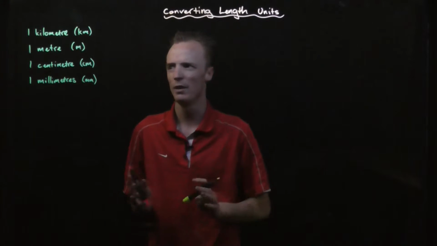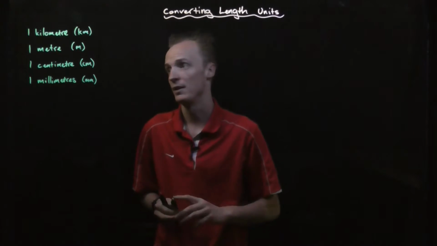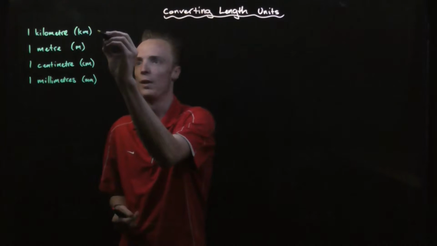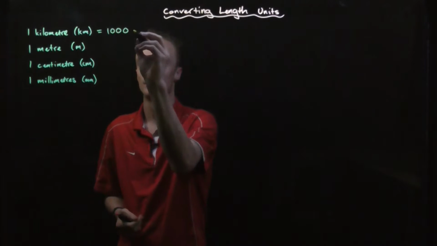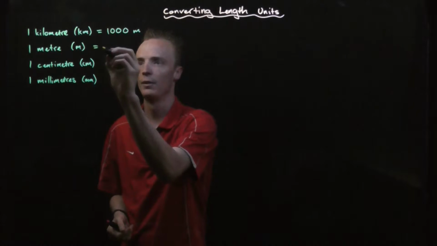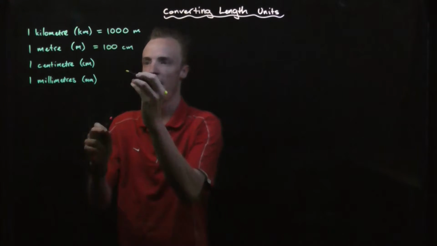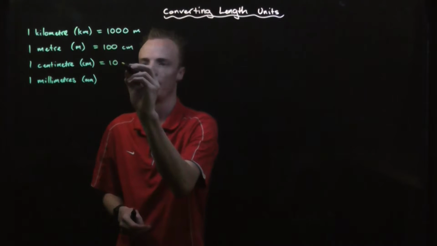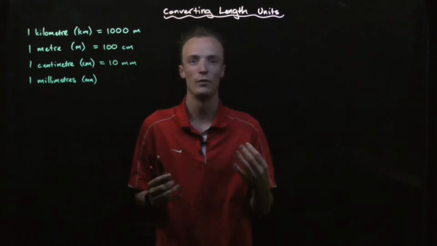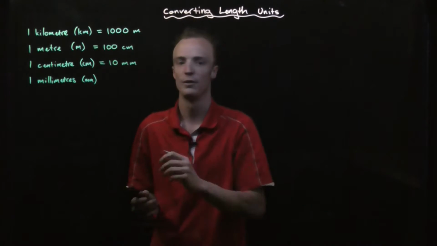Now, to begin with, let's have a look at how many of each measurement there are between these. So for example, 1 kilometre. 1 kilometre is equal to 1,000 metres. And 1 metre is equal to 100 centimetres. 1 centimetre is equal to 10 of these millimetres. Now, we can use this information here to create a conversion chart that we can use to be able to convert between these different values.